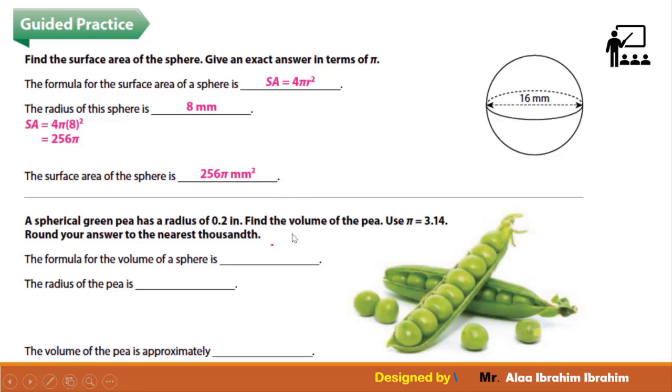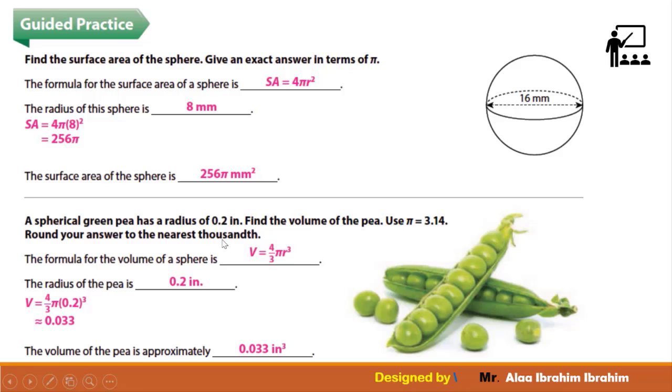A spherical green bee has a radius of 0.2 and your pi is 3.14. The formula of volume, do you remember the volume? Yes, 4 over 3 pi r cubed. This has the number 3 because this is volume. Just remember this, it helps you remember your volume. So the radius here is 0.2, right? So I have to replace r with 0.2 and pi with 3.14. And finally, I have this result.